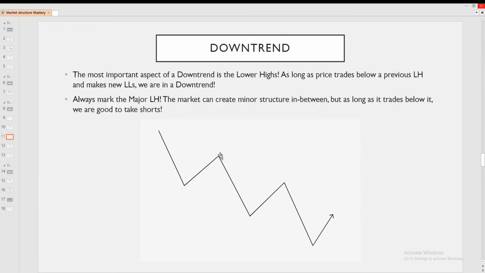Always mark the major lower highs. All right, the market can create minor structure in between. So usually the market structure will be created right here. So once you have your major lower high, you can have a little bit of an uptrend right there. But as long as it stays below the major lower high, you keep looking for shorts.